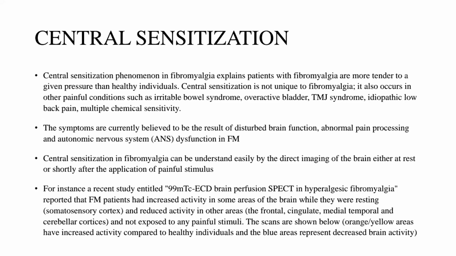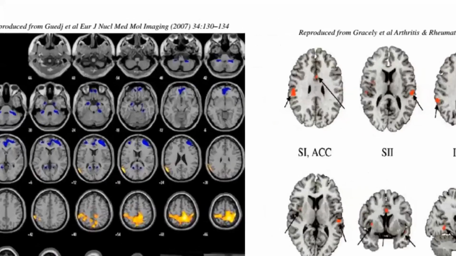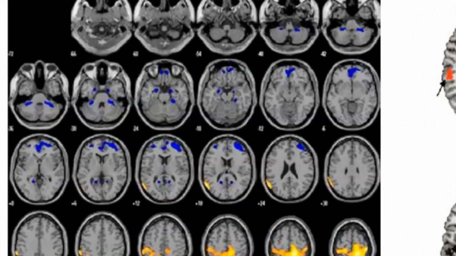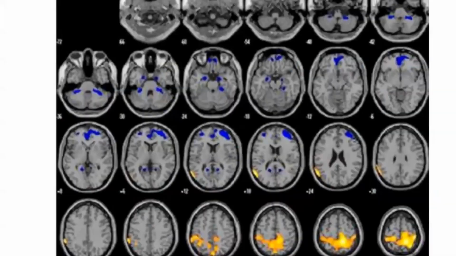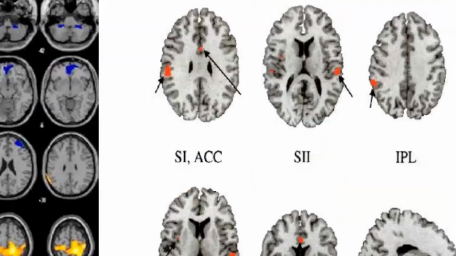The scans are shown. In this scan, the orange and yellow areas all have increased activity compared to healthy individuals, and the blue area represents decreased brain activity. I'm enlarging and showing that. These blue colors show where there is decreased brain activity. The yellow color is increased brain activity in some areas, and there is also orange.